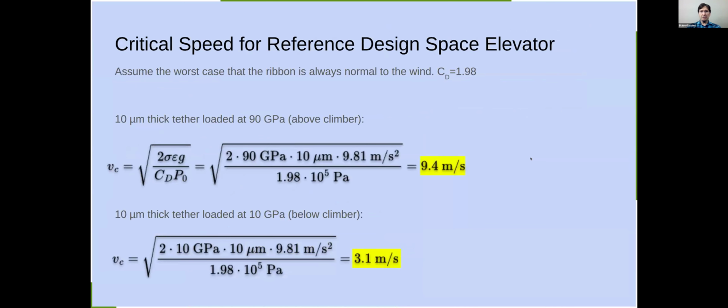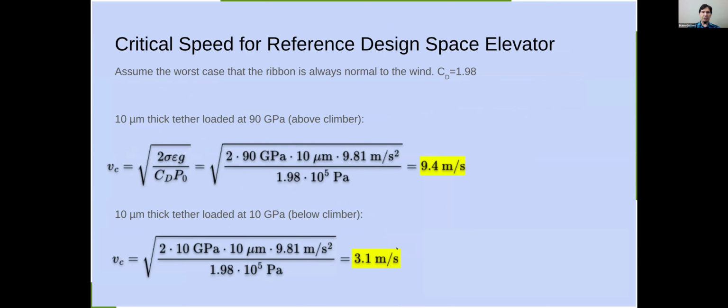What is the critical speed, VC, for the reference design space elevator? Well, it turns out that it's about 9 meters per second when there's no climber. And then once the climber starts climbing and you are in a low tension region below the climber, I'm assuming, say, 10 gigapascals, now it's more like 3 meters per second.